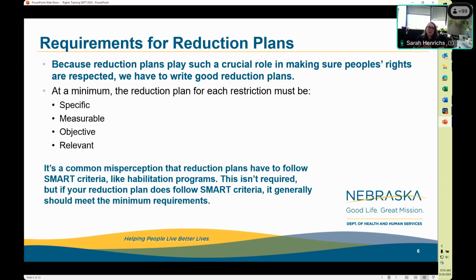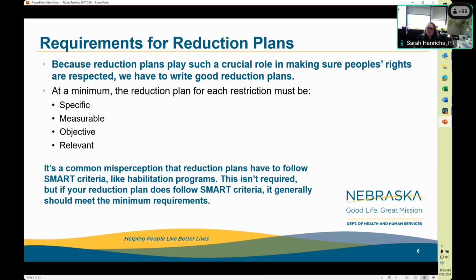One of the things that doesn't always apply here is timely. So sometimes we need a time boundary on a reduction plan, but we could create a reduction plan that says, you know, we might consider reducing the restriction of using bed rails to address fall risk when the person completes all their physical therapy goals, because we think that will be an indication that their fall risk has reduced enough that we can get rid of these bed rails.